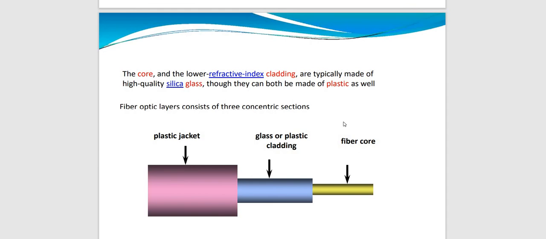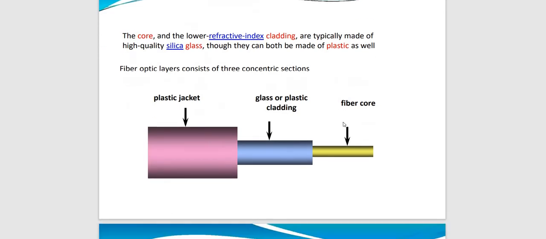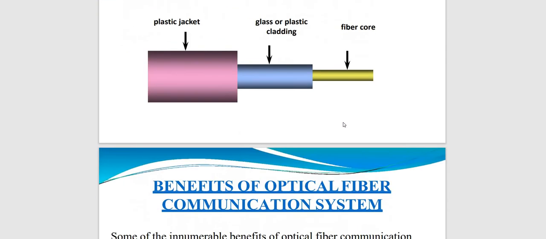Here we can see the fiber core, and after the fiber core we can see the cladding material, and outside the cladding material we see the plastic jacket, which is the covering for both the cladding as well as the core material. The core, which is a glass material, is made of silica glass, and it can also be made using plastic, which has a lower refractive index than the cladding.